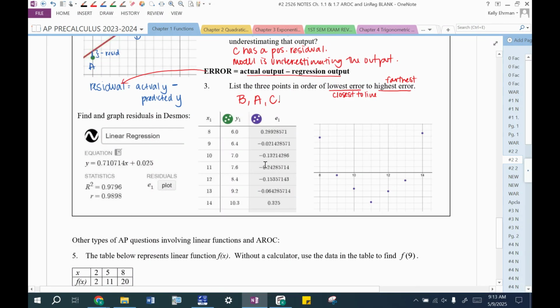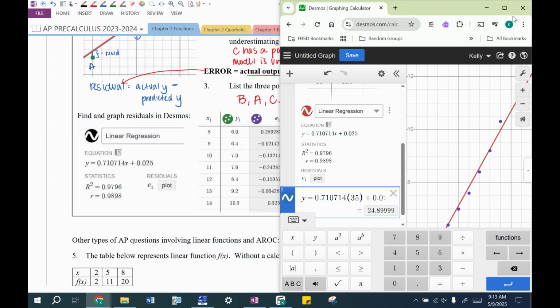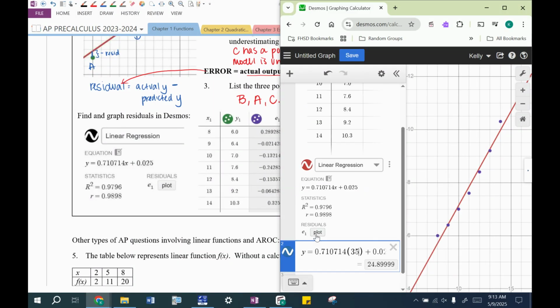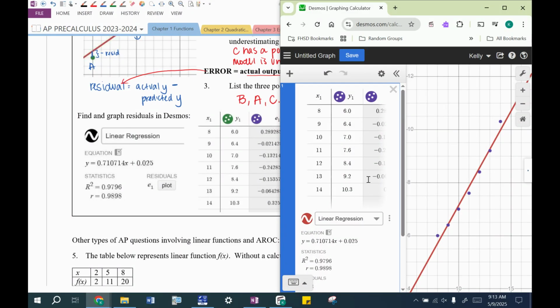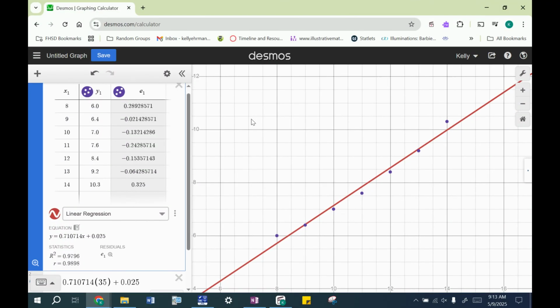How can you find residuals in Desmos? So once you've already run a regression, let me go back to my Desmos here. I've already run regression. See how there's this little thing here that says residuals. So for residuals, you can just click plot. And so it puts residuals in the table. So I can look at this and say, okay, now I can see without even looking at the graph, the 0.86 is a bit above the line of best fit, whereas the 0.9, 6.4 is a bit below.